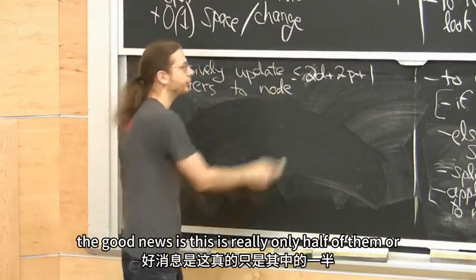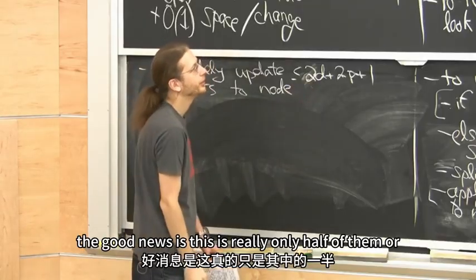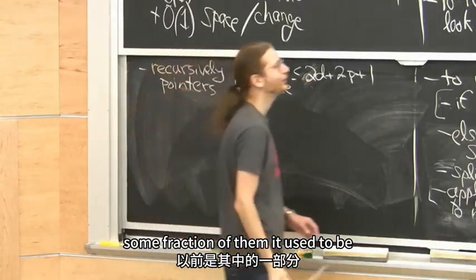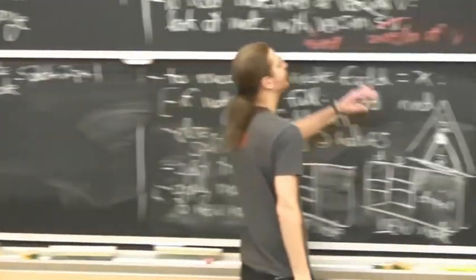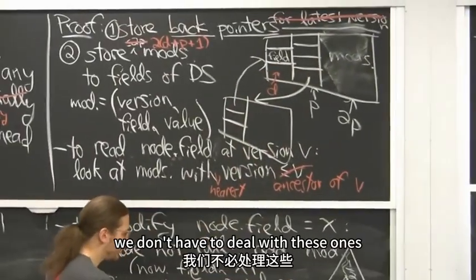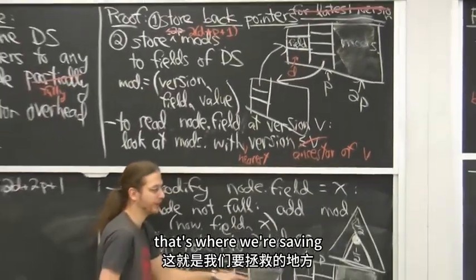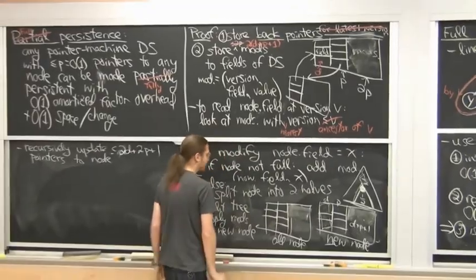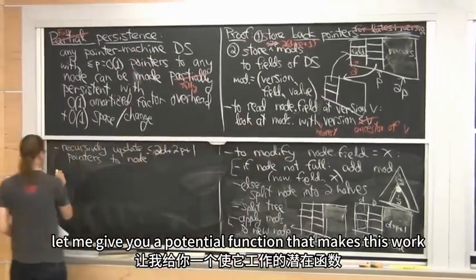The good news is this is really only half of them, or some fraction of them. There were more pointers before. We don't have to deal with these ones. That's where we're saving, and that's why this amortization works. Let me give you a potential function that makes this work.